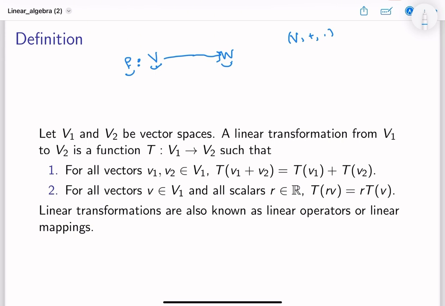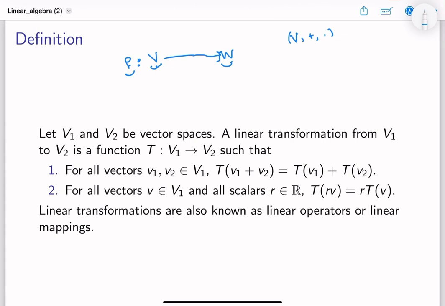So just to summarize what I'm trying to say here, the maps we're going to consider between vector spaces are maps that respect the structure of the vector space, right? And these maps are called linear transformations. We'll talk about the notions of injectivity, surjectivity, and bijectivity, and we'll also be talking about the kernel and the image of the linear transformations. So let us get started.